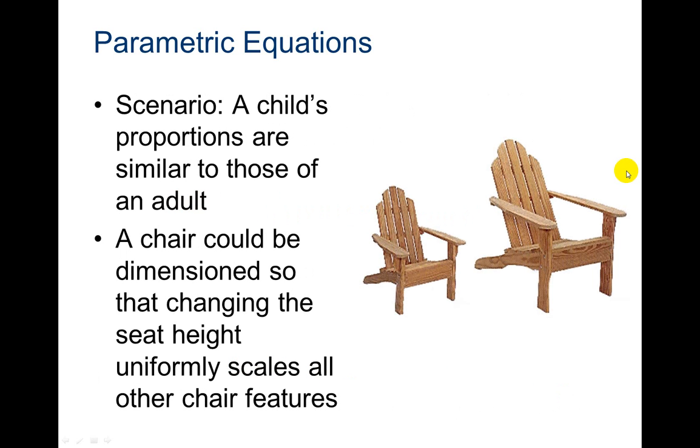Here's a scenario of what I'm talking about. A child's proportions are similar to those of an adult. A chair could be dimensioned so that changing the seat height uniformly scales all the other chair features. So in that case, we're looking at ratios, and that's what I'm talking about. Most of these equations are going to be multiplying or dividing because you'd want to scale this down but have those same ratios left.